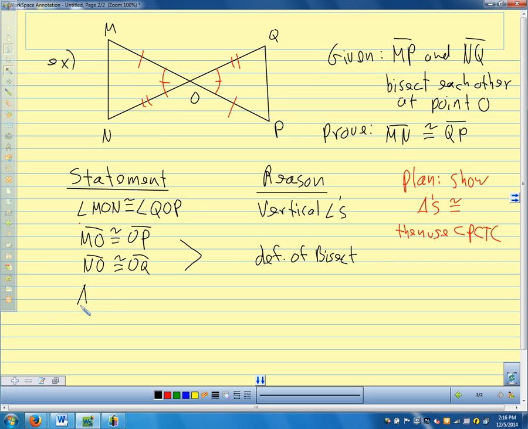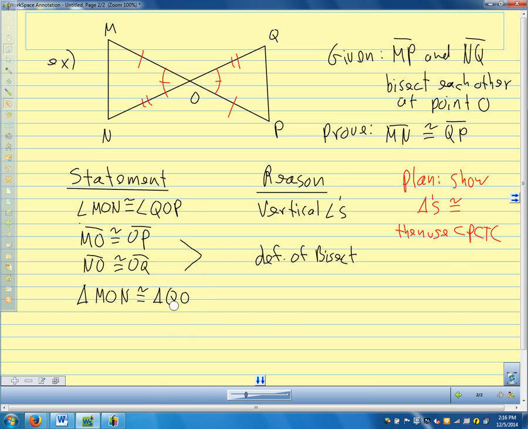So I'm going to say triangle MON is congruent to triangle. So which triangle is MON going to be congruent to? Let's try it. QOP. That tells me that segment MO is congruent to segment QO. Is that right? No? So what do we have to do?